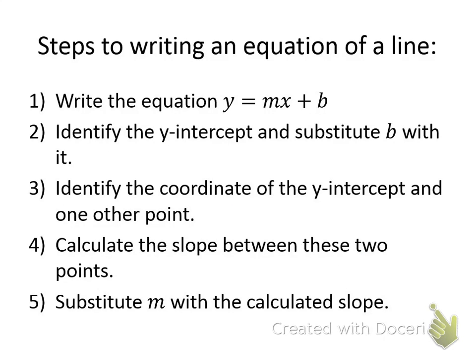Okay, here are the steps for today. We're going to be writing the equation in this form: y is equal to mx plus b. You should memorize that. Identify the y-intercept and substitute b with it. Identify the coordinate of the y-intercept and one other point, calculate the slope between these 2 points, and then substitute m with the calculated slope, okay?